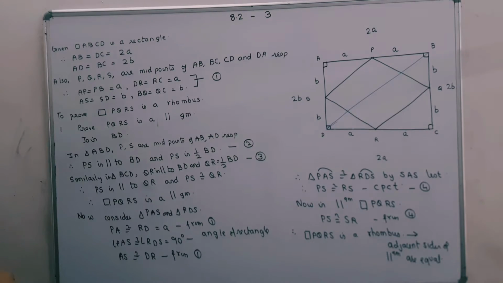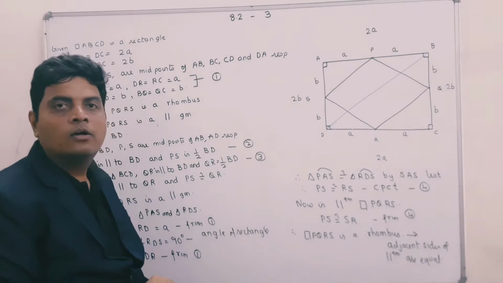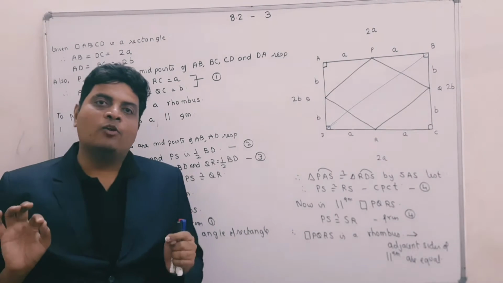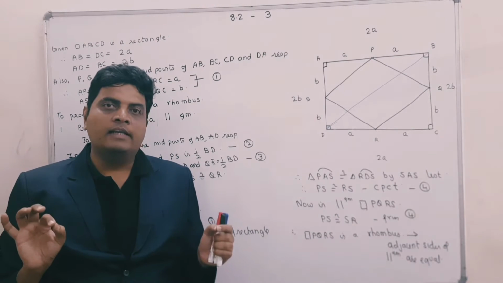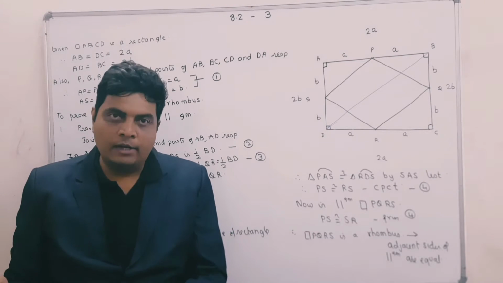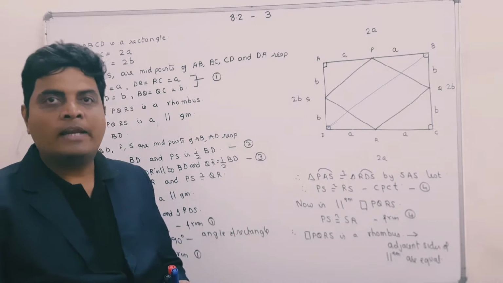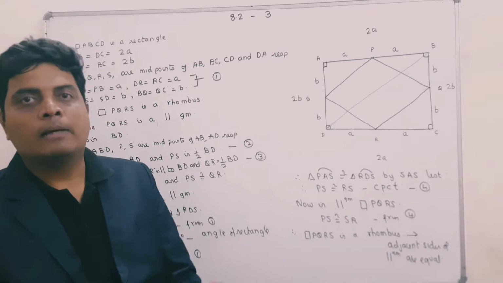What we have to prove? We have to prove that quadrilateral PQRS is a rhombus. So now, what is the step to prove it is a rhombus? What was the step we remember? To prove that a quadrilateral is a rhombus, first you prove it is a parallelogram. Then you prove adjacent sides of a parallelogram are equal. If adjacent sides of a parallelogram are equal, then it becomes a rhombus.